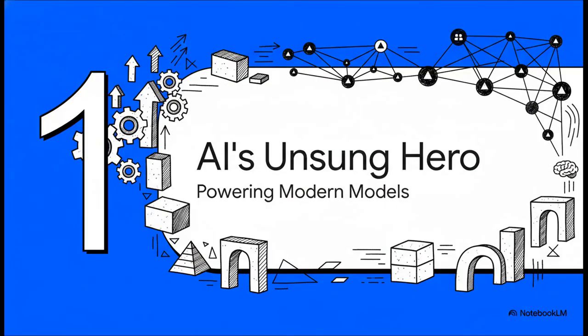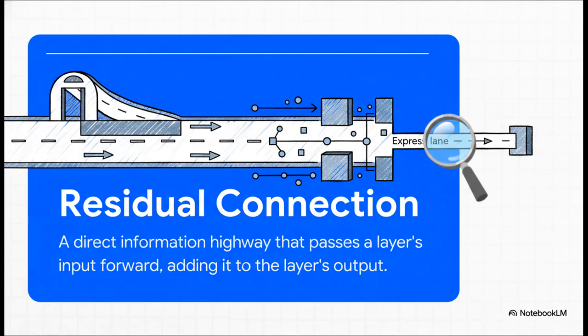So, to really get why this new idea is such a big deal, we have to go back and talk about the unsung hero of modern AI. It's a really simple but totally brilliant idea that has been the engine behind almost every major model for the past decade. It's called the residual connection, and the easiest way to think about it is as an information highway. So in a deep neural network, every layer is processing information, right? The residual connection creates this express lane that takes the original input and just adds it directly to the layer's output. The result is you get the newly processed information plus the original, which helps keep the signal incredibly clear.